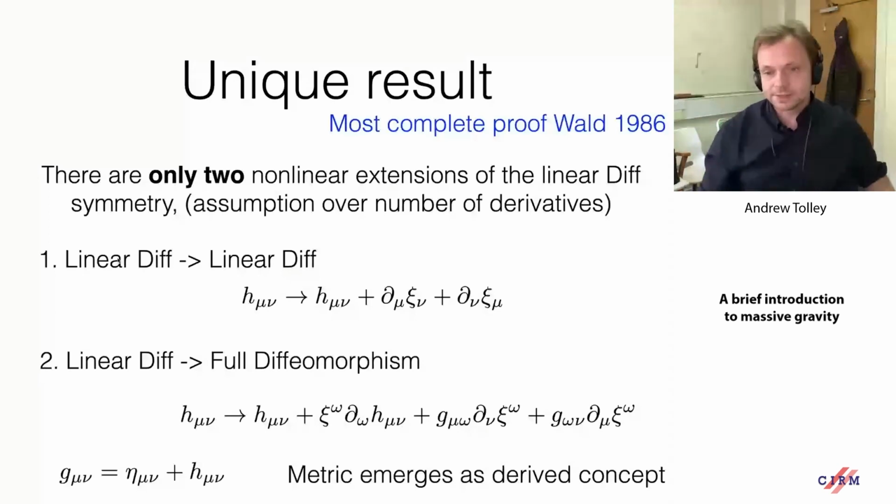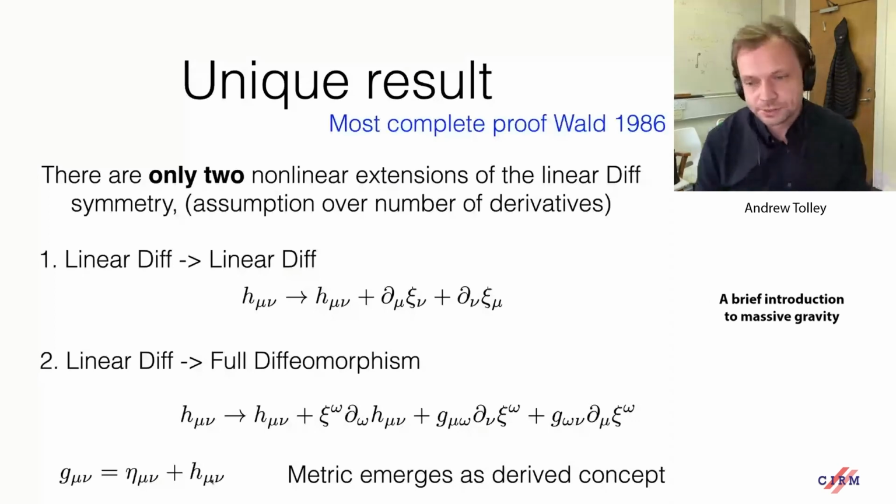So this is just the linearized version of this symmetry, which you may or may not recognize is just a particular way to write a diffeomorphism symmetry. When you write the metric as a Minkowski metric plus h mu nu, this repackages into the form for a diffeomorphism.